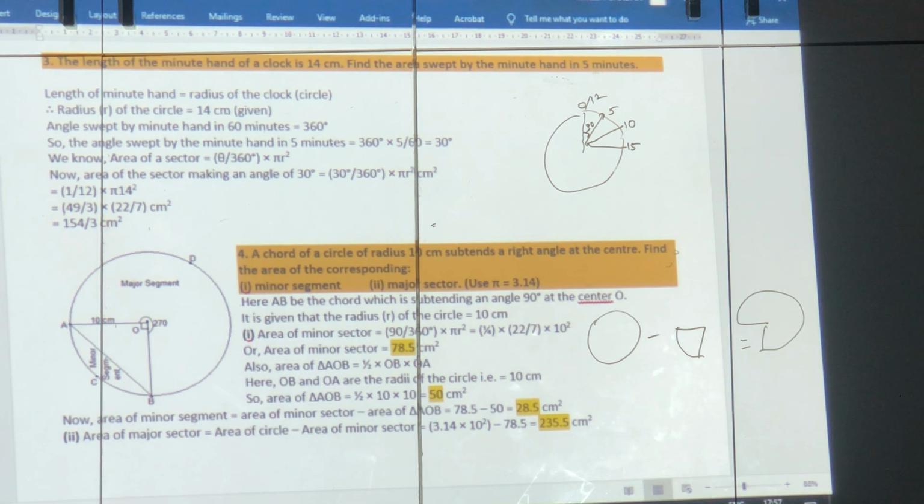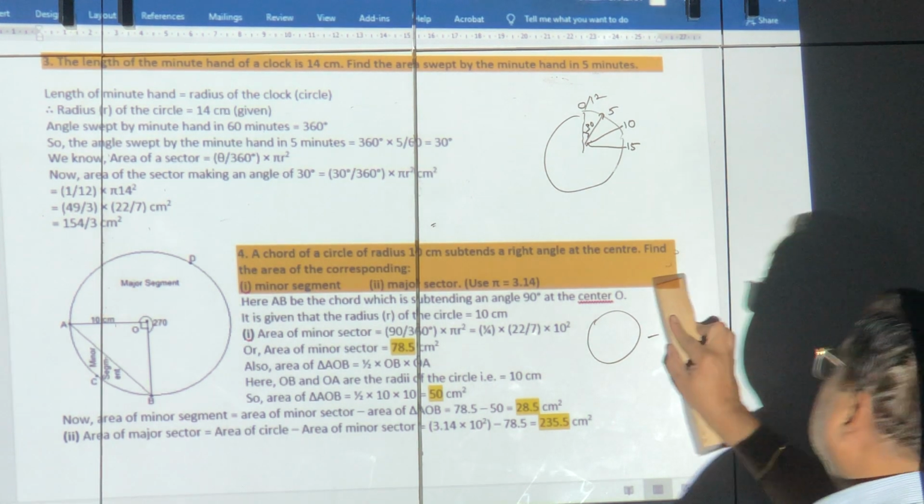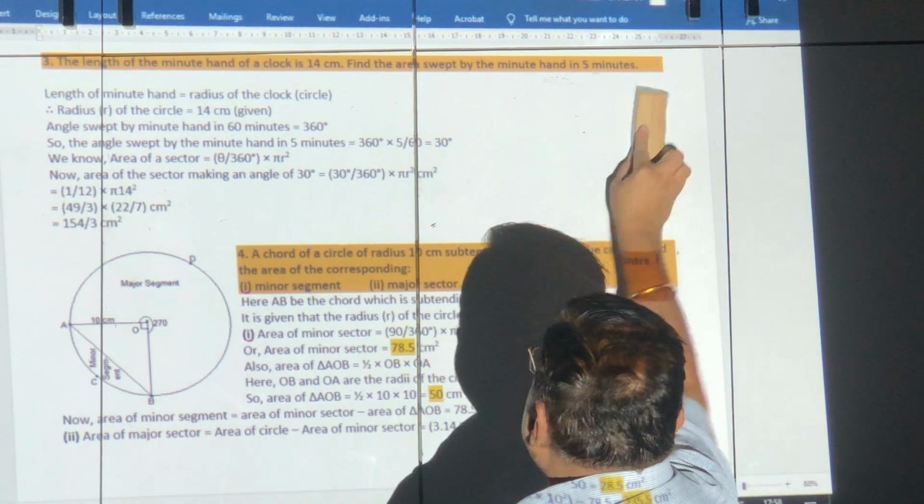If it is given, use what is given. If it is not given, check. If 7 divides the number, use 22 upon 7. If 7 doesn't divide, use 3.14. But if it is given, don't use your brains. Maybe hard, maybe easy, we don't care. Given has to be used.